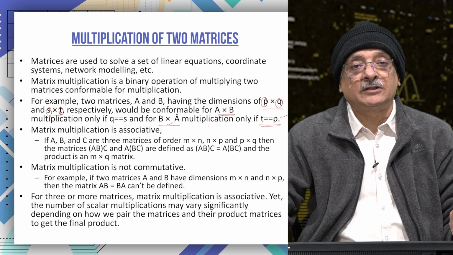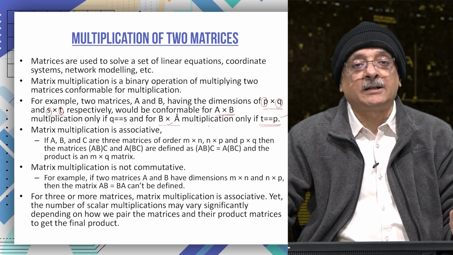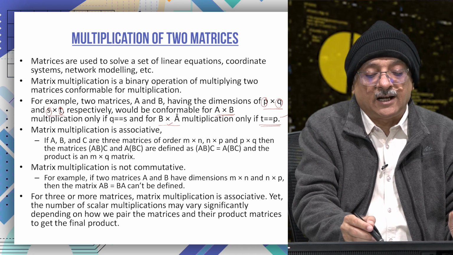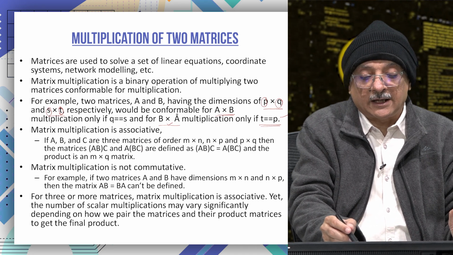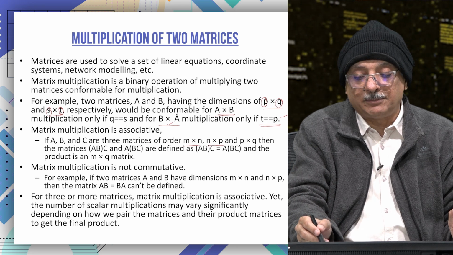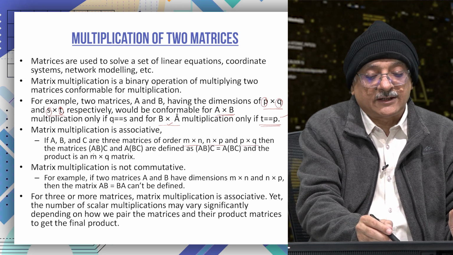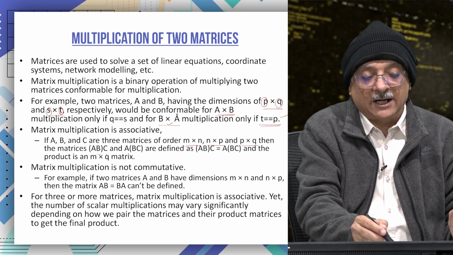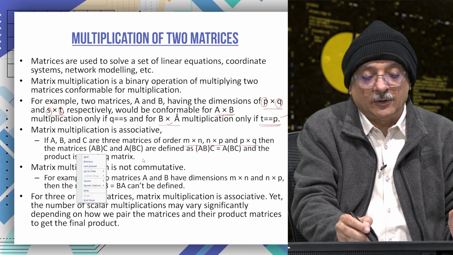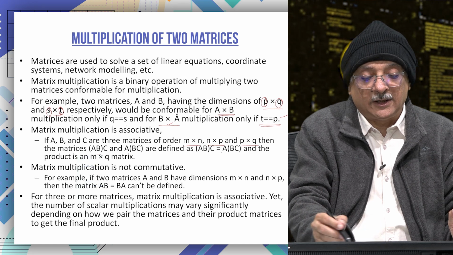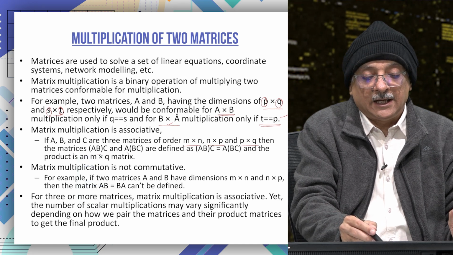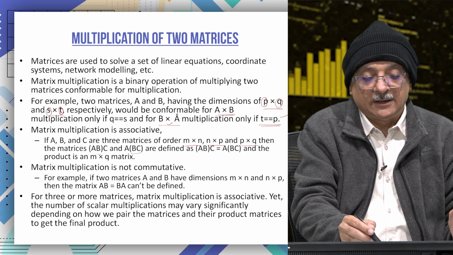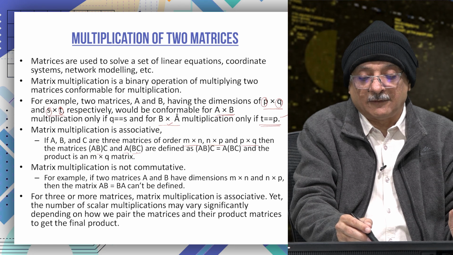The second thing which we are saying here is matrix multiplication is associative in nature. So, if A, B and C are three matrices of order M cross N, N cross P and P cross Q, then if I multiply AB first and then multiply the result of AB with C, that is going to be equal to multiplying A with the product of B and C, alright.